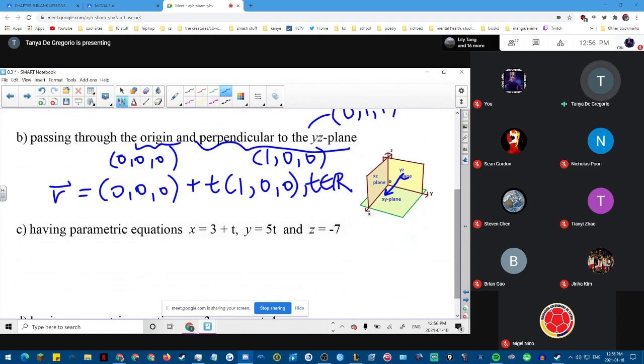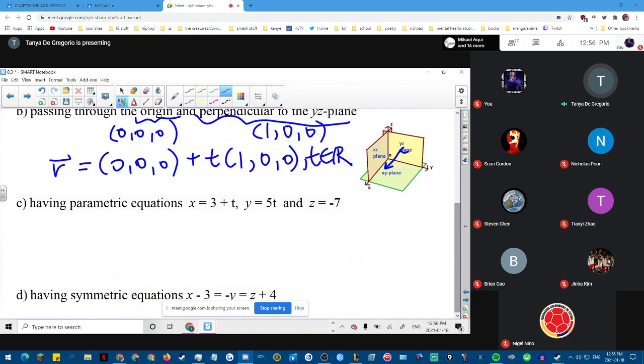Having parametric equations of X equals 3 plus T, Y equals 5T, and Z equals -7, now I want to come up with my vector equation. What should I do?